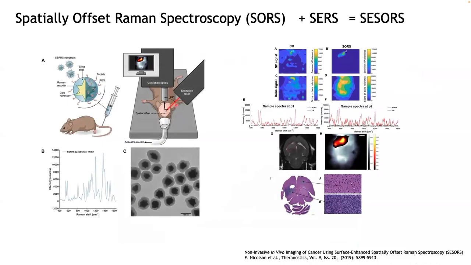And we imaged through the skull of a living mouse for the first report of in vivo SESORS. And now new research by that group and others is showing how we can image a little bit deeper at better resolution and overall improve the method.